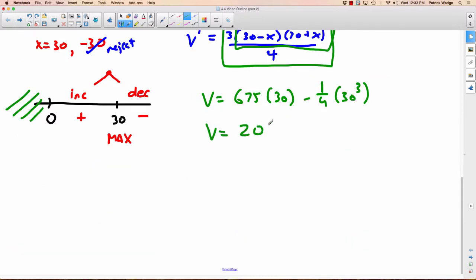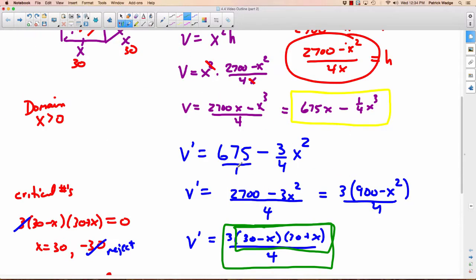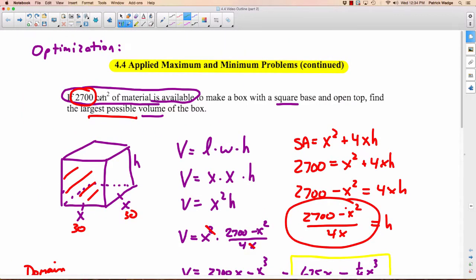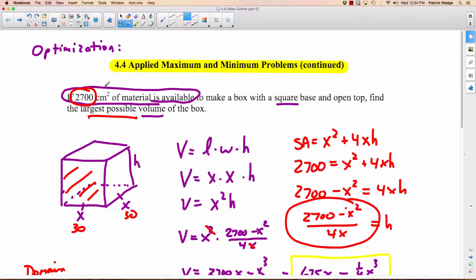So this equals 20,250 minus 1/4 of 27,000, which is 20,250 minus 6,750. And if you subtract that, you'll get 13,500. So our maximum volume for this is 13,500, what are we talking about here? Centimeters. 13,500 centimeters cubed is our maximum volume when we're constrained with 2,700 centimeters squared of material.